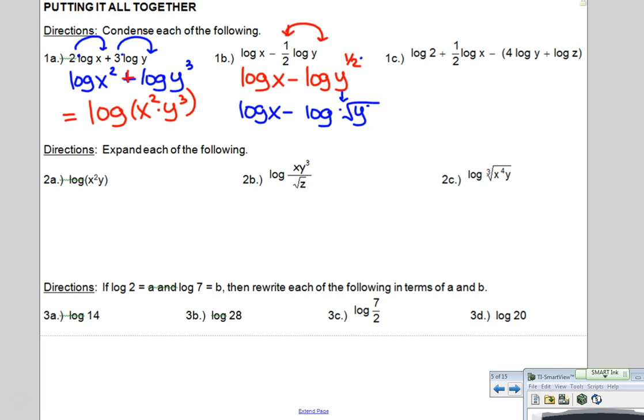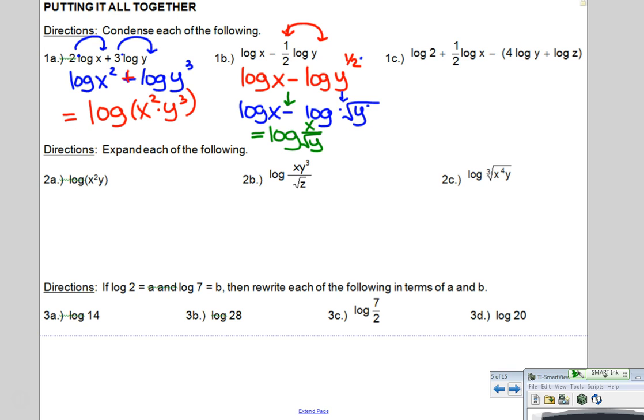Okay, and then lastly, after we converted that, I am now going to use my second rule, which was my quotient rule. When I am subtracting two logs, it means that I was originally dividing if I'm subtracting exponents. So you put the log back, and then you do x divided by radical y. And that would be as small as you can go.